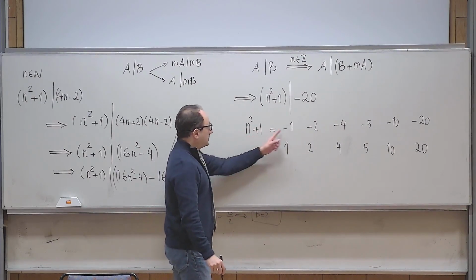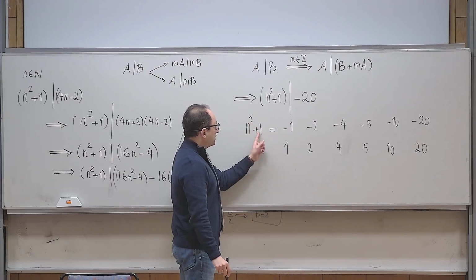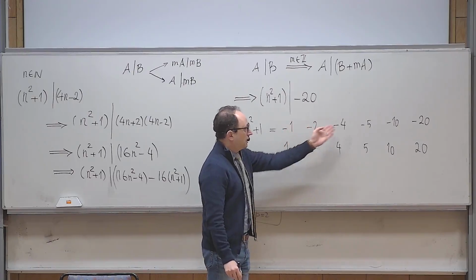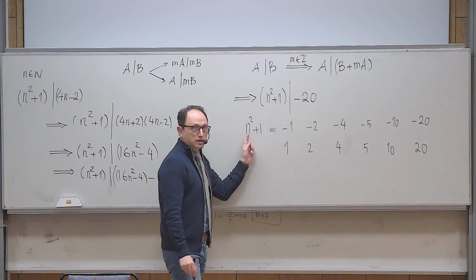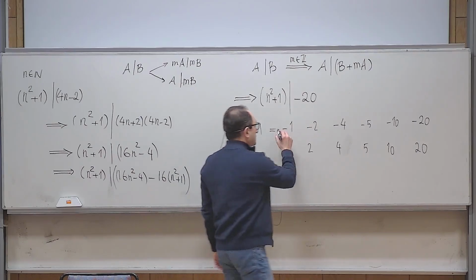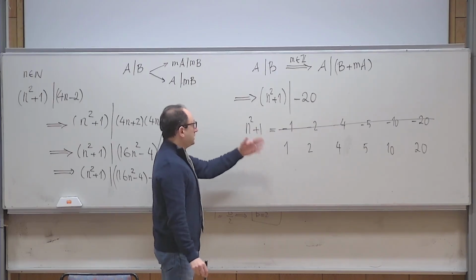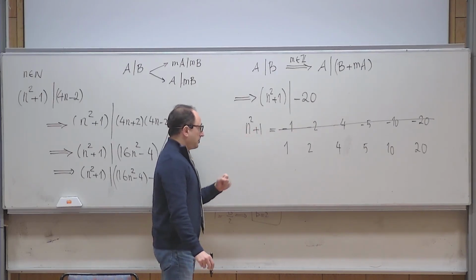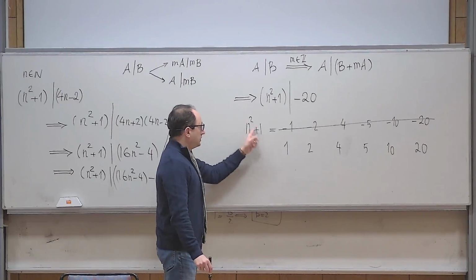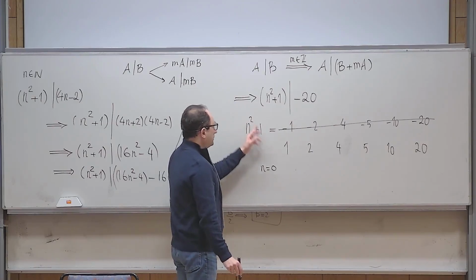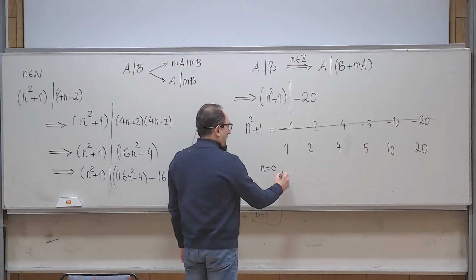So if that is the case, n squared plus 1 cannot be minus 1, cannot be minus 2. So none of the negative numbers are acceptable because n squared is non-negative. So all of them are not acceptable, because they will not give rise to an integer n. But what about here? If n squared plus 1 is 1, n becomes 0. If n squared plus 1 is 2, I have two answers for n.